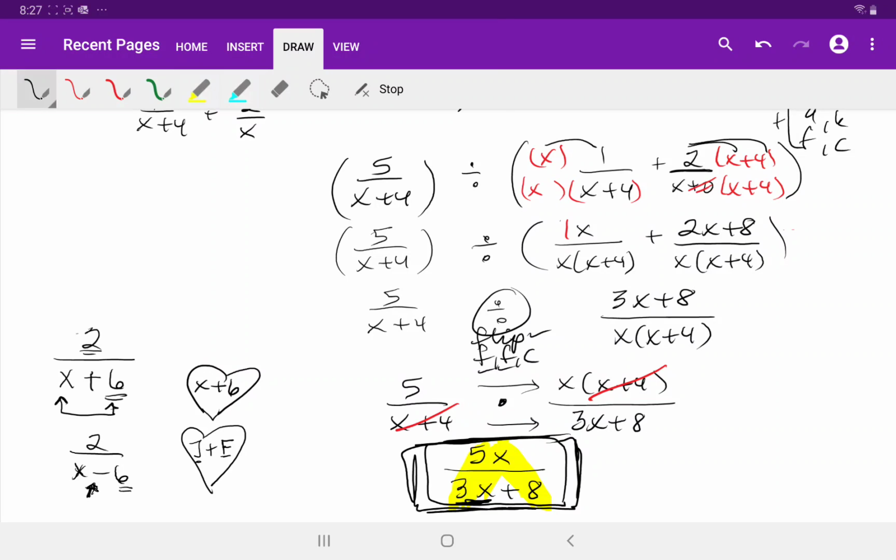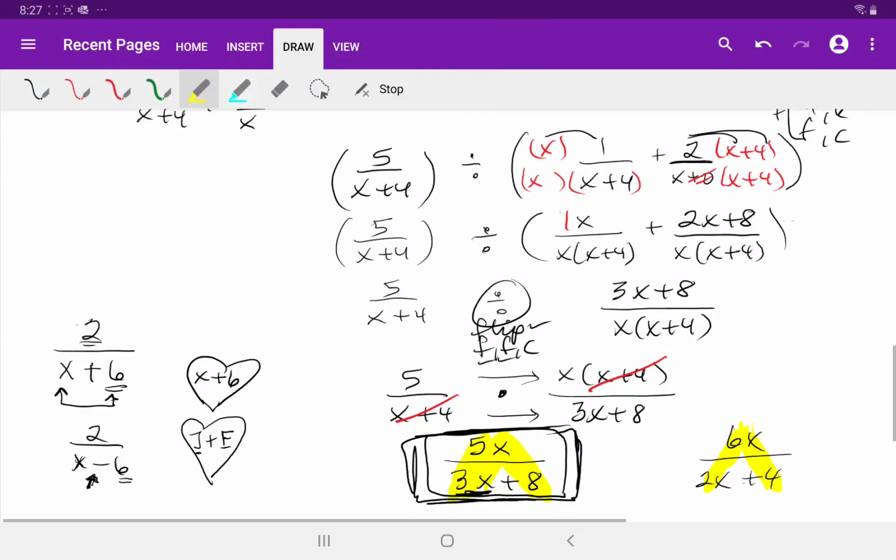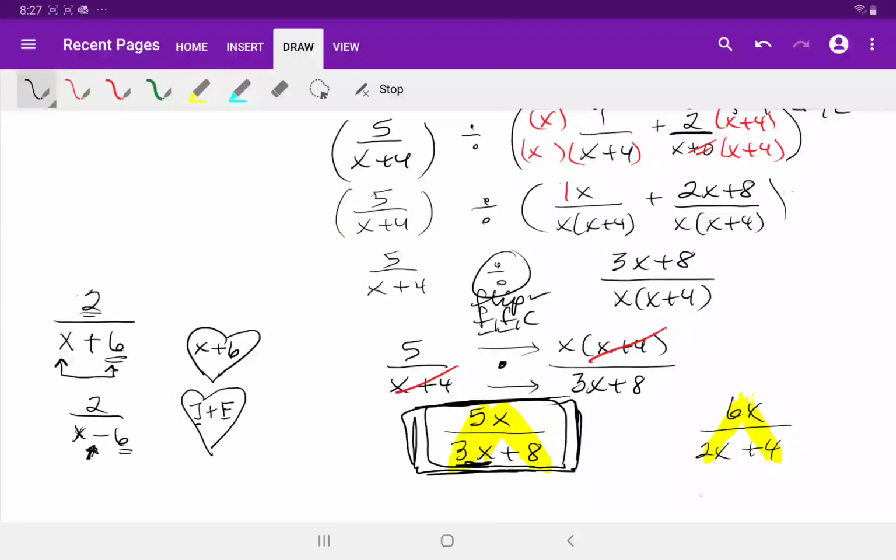This is a bad example, but say you had 6x and in the denominator you had 2x plus 4. You could cancel these. But you wouldn't have gotten to that stage because you would have factored the denominator. And if you factor the denominator, well, then you can separate this.